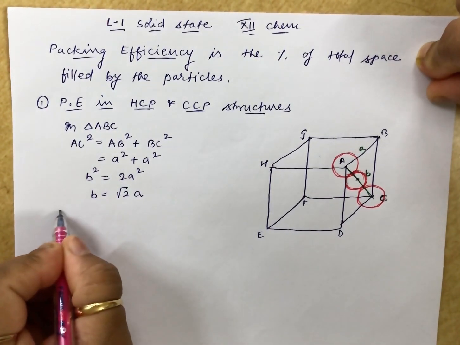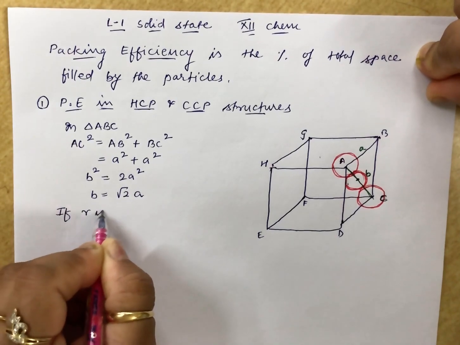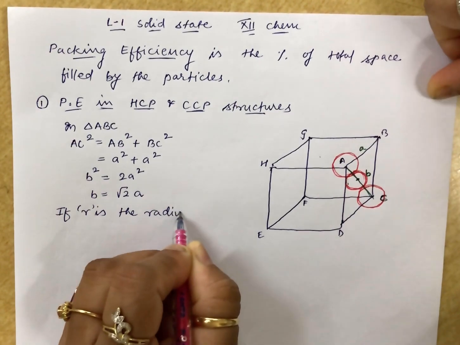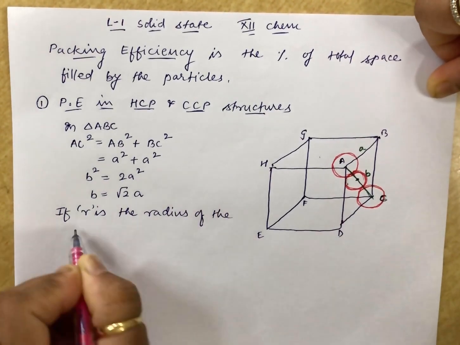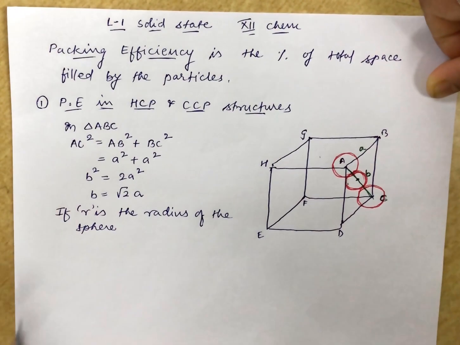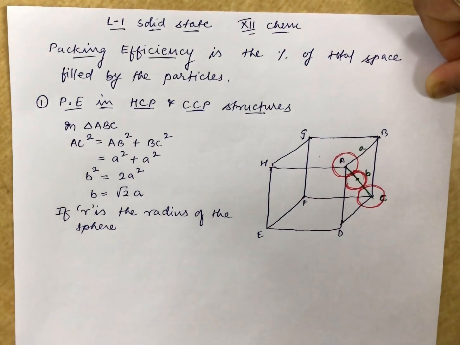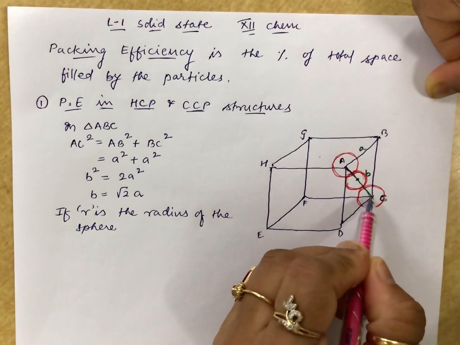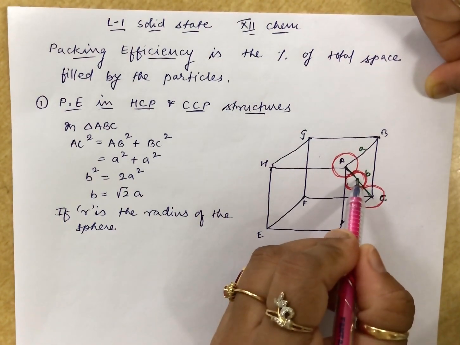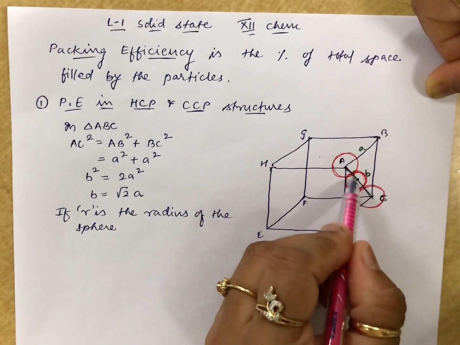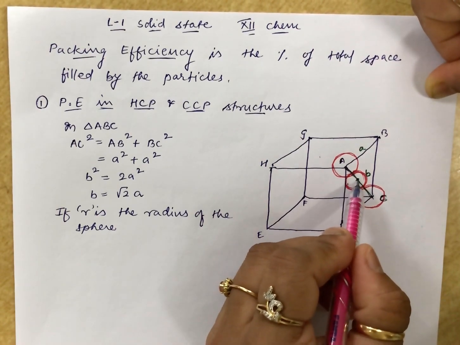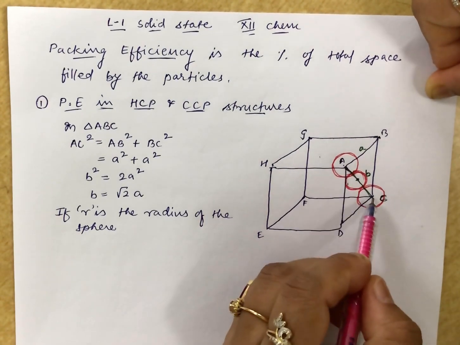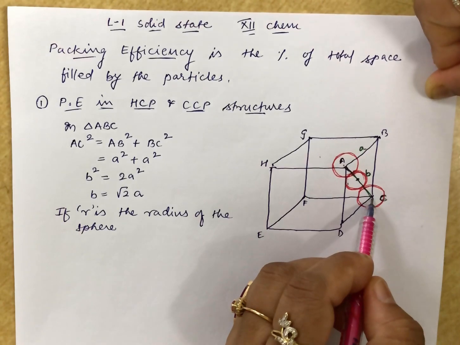Okay. Now if r is the radius of the sphere, then we can find out the rest. Now what do I mean by saying radius? See, this part is the radius of this atom. And here at the center atom, this is the diameter. So this part is radius and this part is radius. So overall, what do you think would be your AC or b?